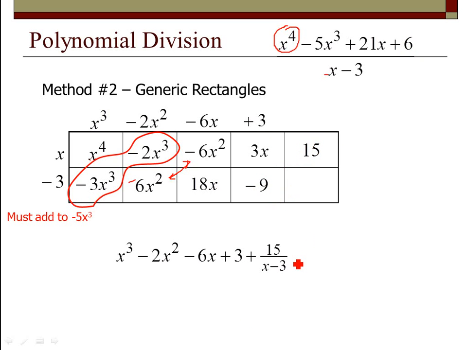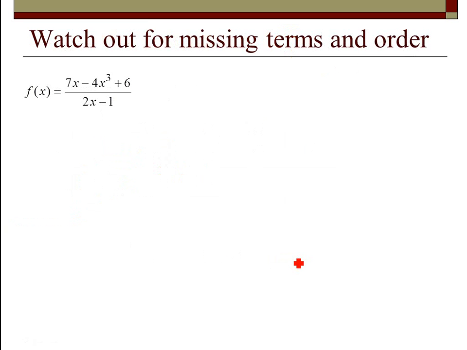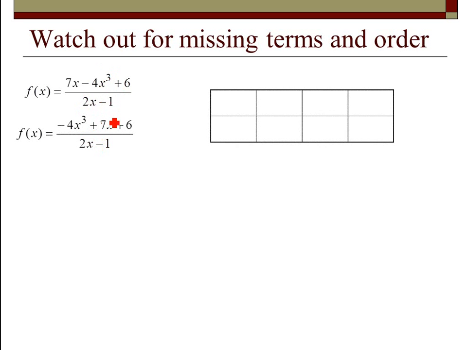I'm going to primarily use generic rectangles, which most students tend to use, and they do take up less space. Okay, so watch out for when we don't have certain terms, to make sure we have placeholders, and even potentially the order. If I look at this, I've got 7x minus 4x cubed plus 6 over 2x minus 1. Well, the order's wrong. I've got to go in descending order, highest power of x working down. I also have a missing spot right here. I have no x squared terms. So I've got to be aware of that, particularly if I want to use the long division method. But we're going to use the rectangles because we don't have to worry about it then.